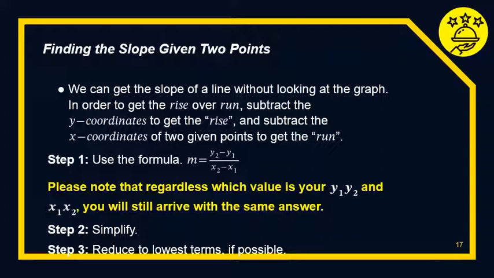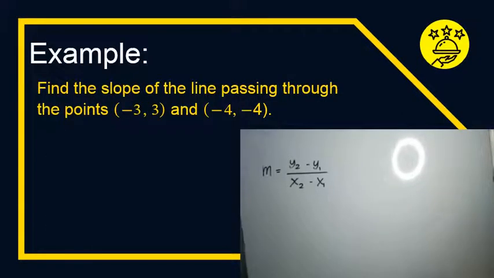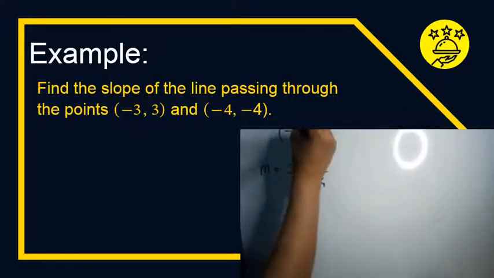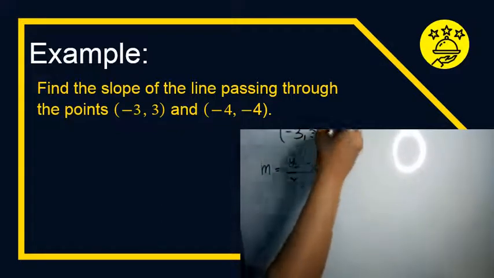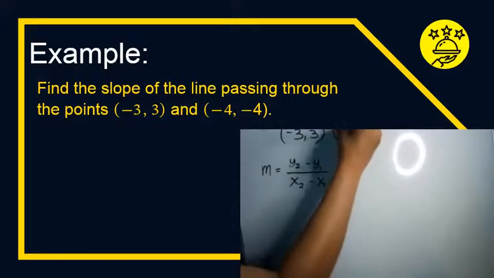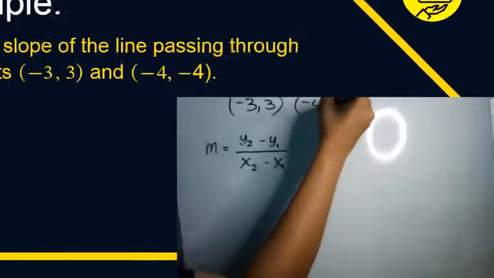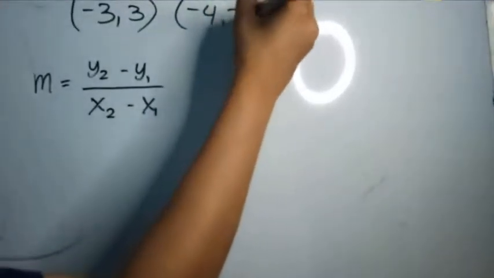Step 2. Simplify. Step 3. Reduce to lowest terms if possible. Another example: we're going to find the slope of the line passing through the point (-3, 3) and another point (-4, -4).